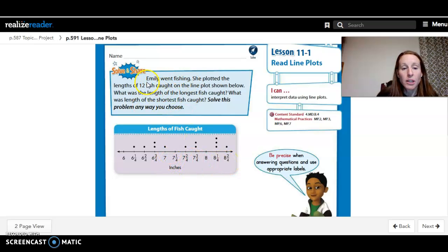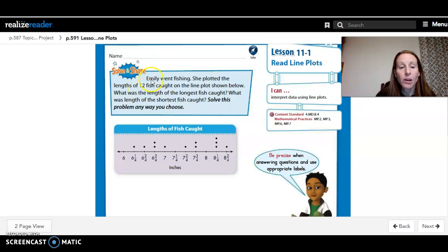So if we look at the question, Emily went fishing. She plotted the lengths of 12 fish caught on the line plot shown below. What was the length of the longest fish caught? What was the length of the shortest fish caught? Solve this problem any way you choose.